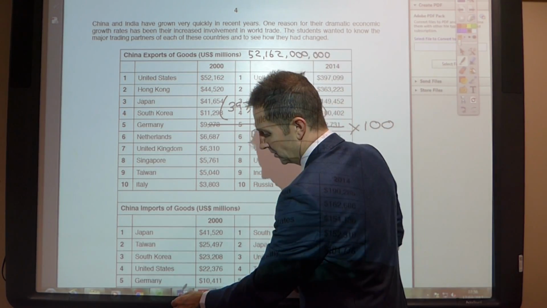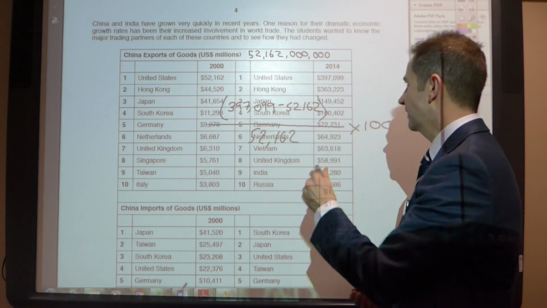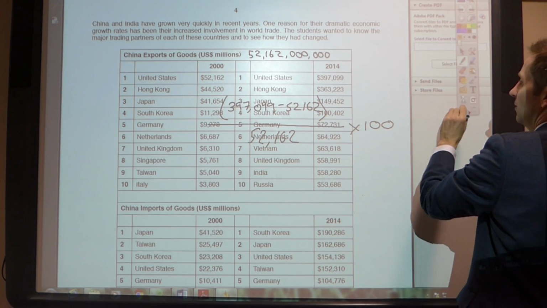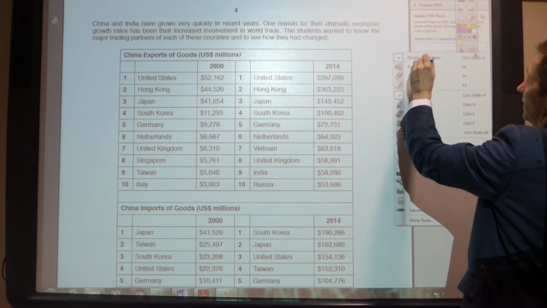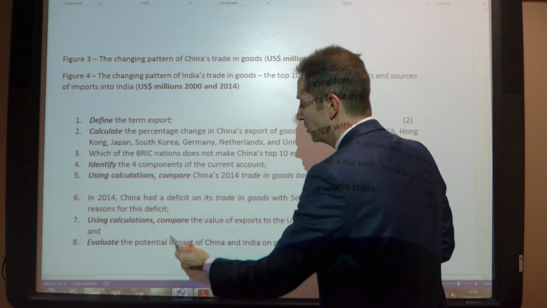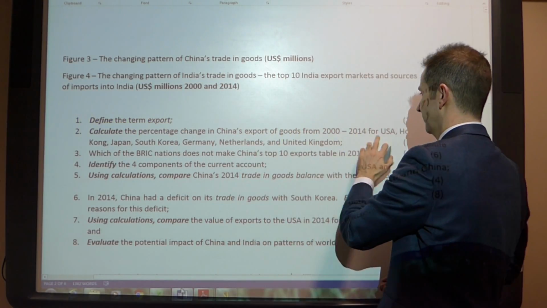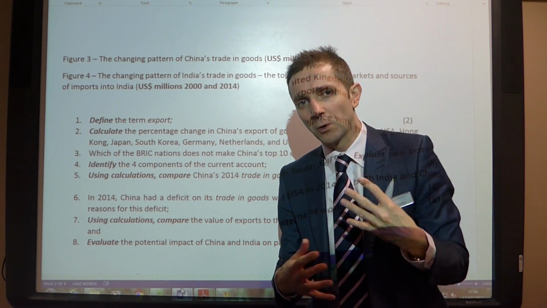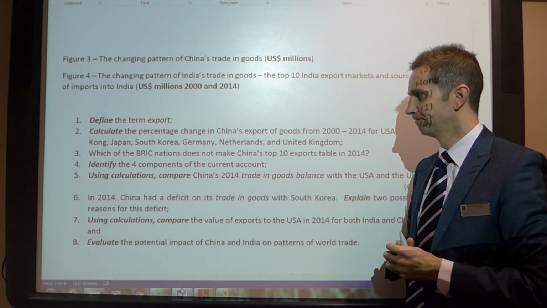So, of course in the exam, it is not the case that you will be asked to do all of these calculations for all of these countries, but just do it to get into the way of working out these percentage changes.